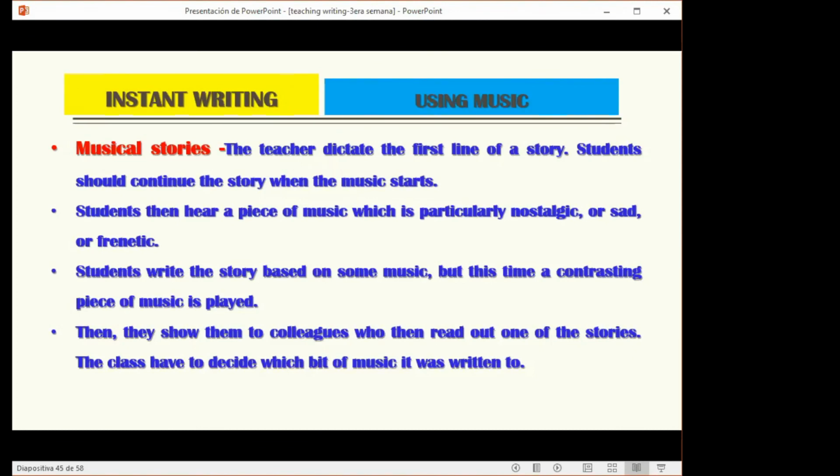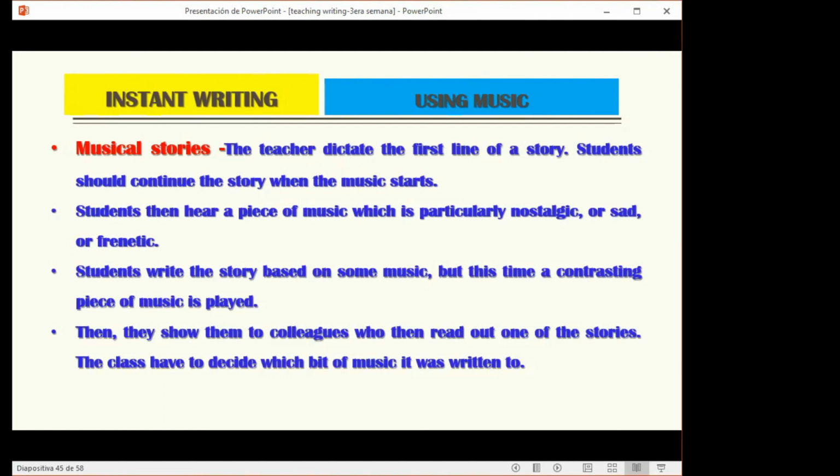Remember that you have these two kinds of music, contrasting music. So they need to write these stories. And the other person reads one of them, and the other students need to guess what kind of music that text was written to.